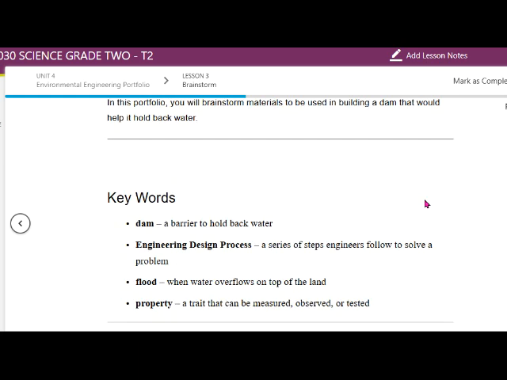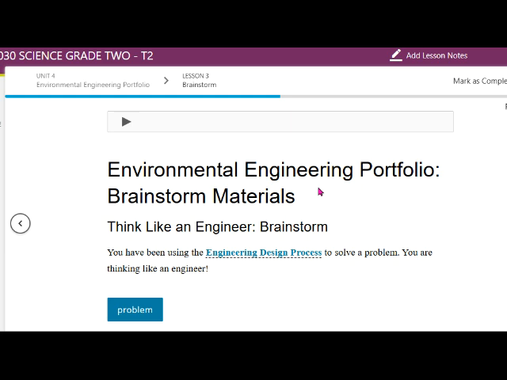Keywords: dam, a barrier to hold back water; engineering design process, a series of steps engineers follow to solve a problem; flood, when water overflows on top of the land; and property, a trait that can be measured, observed, or tested. You have been using the engineering design process to solve a problem.